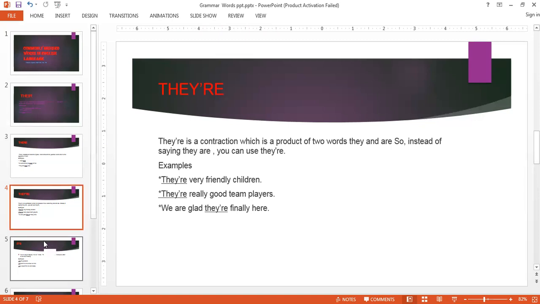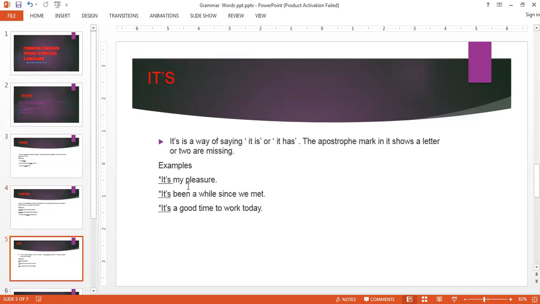Okay, so let's look at the next word. It's. This is also a contracted word. It is experiencing contraction. So instead of having it is, we have it's. Just use the apostrophe. And guess what? There's another word that it's represents. It also represents it has. So it's not just it is. It represents it is and it has. So you can see that the apostrophe means something is missing, a letter or maybe two.